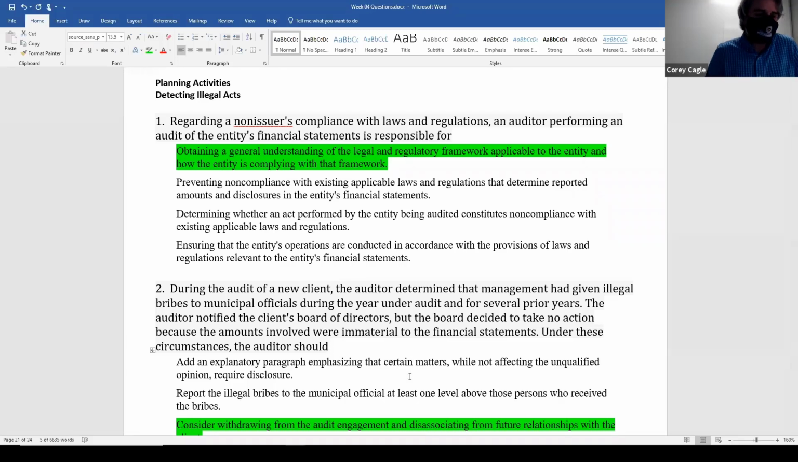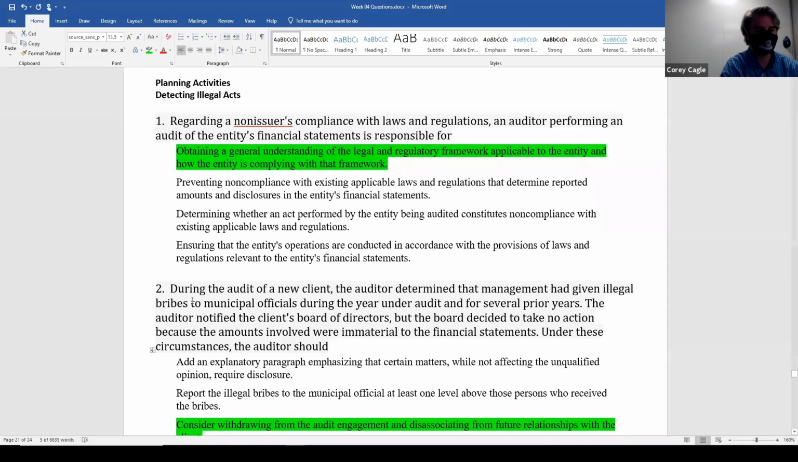One, regarding compliance with laws and regulations, an auditor is responsible for which of these things? The thing we end up being responsible for is obtaining a general understanding of the legal and regulatory framework and how they're complying with that framework. Of course, we want to do that, right? As we're gaining an understanding of this entity and its environment, that's the kind of thing we need to take note of.